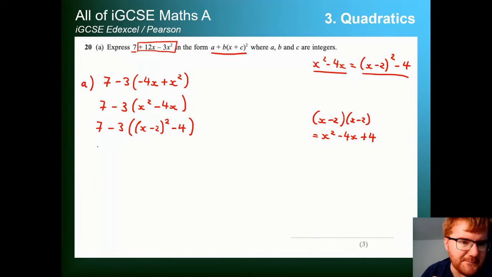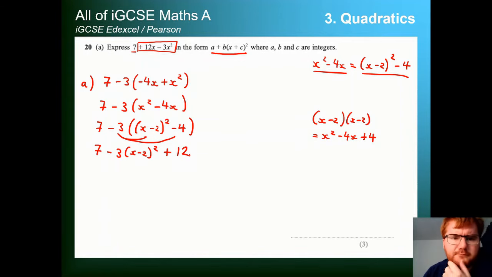Now, all I'm going to do is replace the x squared minus 4x with x minus 2 all squared minus 4. And now I'm going to re-expand the bracket here. What do I mean by this? Well, I'm just going to approach it as this times this and this times this. So if we times these things together, and then minus 3 times minus 4 is positive 12. And now we just collect up the like terms. So we have a 7 and a plus 12. That's equal to 19. And notice, almost by magic, I've got exactly the formula I wanted.